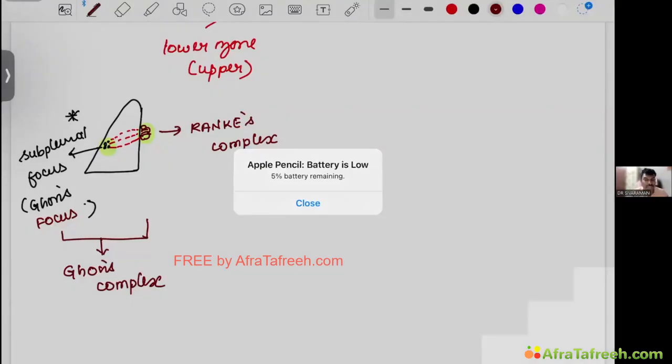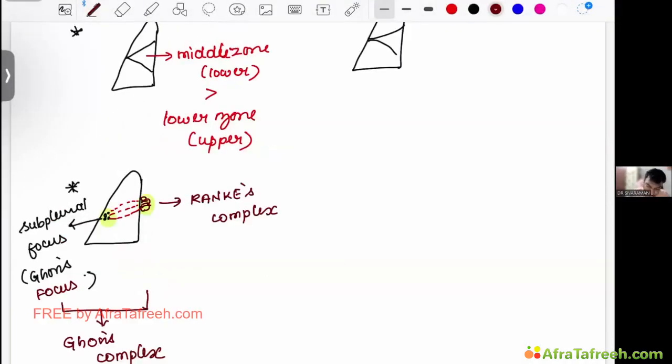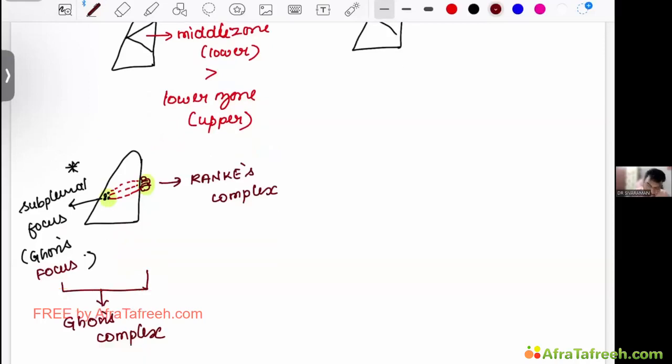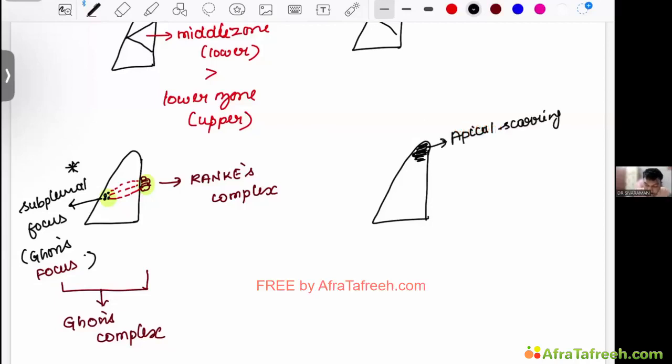Next, in patients with secondary tuberculosis, there is apical scarring with a fibronodular patch.